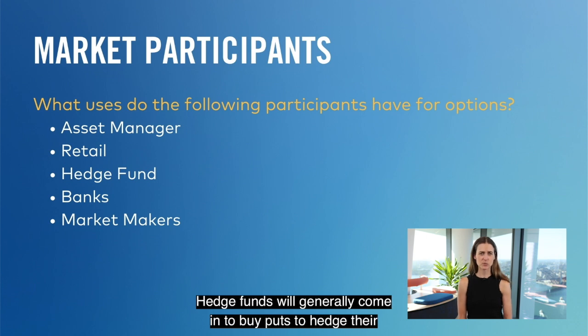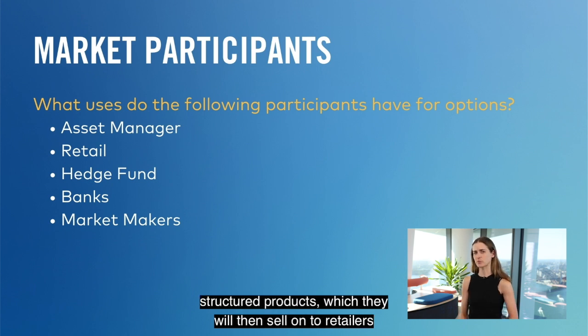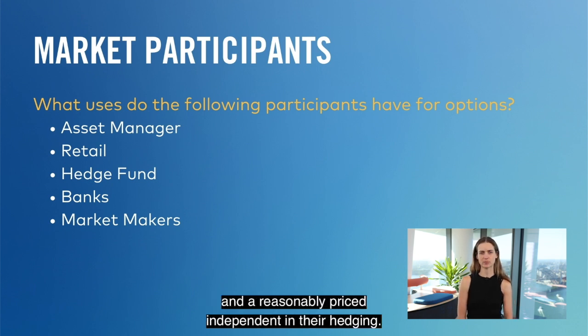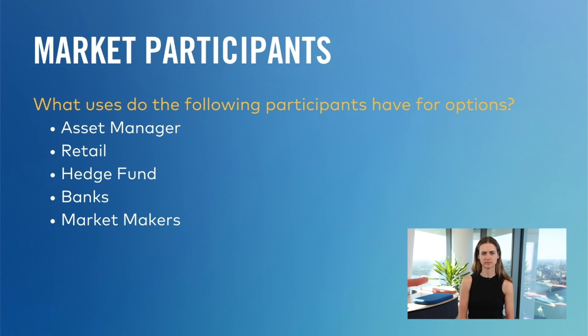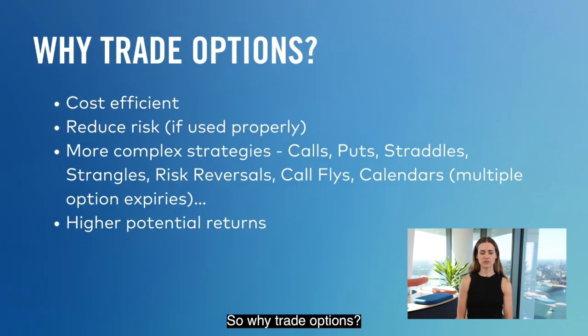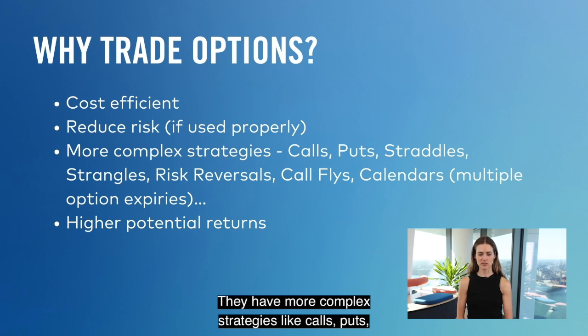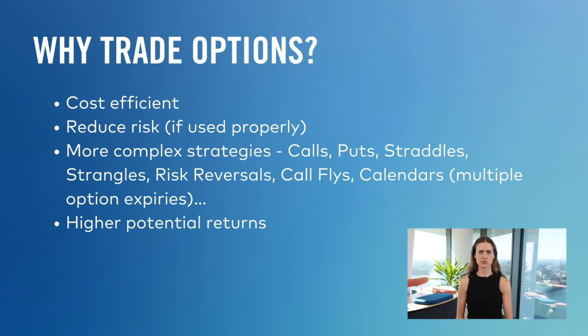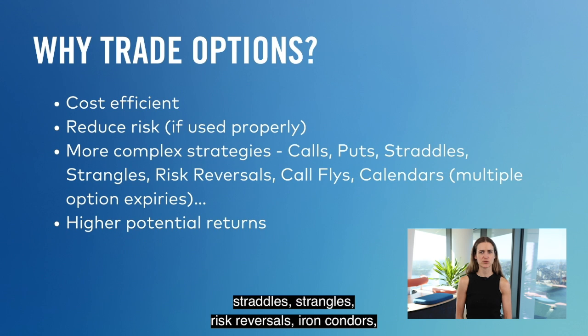Hedge funds will generally come in to buy puts to hedge their total portfolio risk. And banks will issue something called structured products, which they will then sell on to retailers and are reasonably price independent in their hedging. So why trade options? They're cost efficient, they reduce risk, they have more complex strategies like calls, puts, straddles, strangles, risk reversals, iron condors, jelly rolls, and they have higher potential returns.